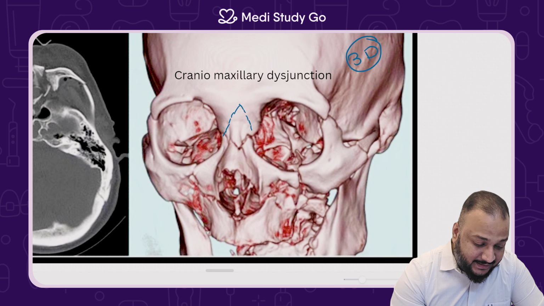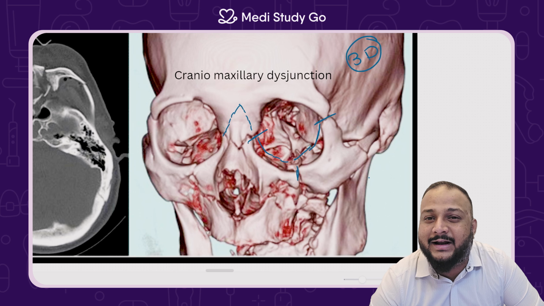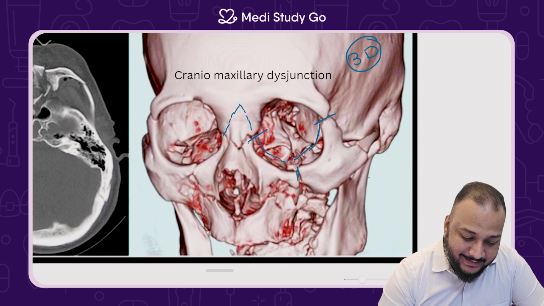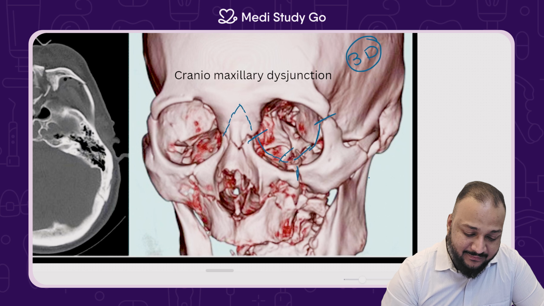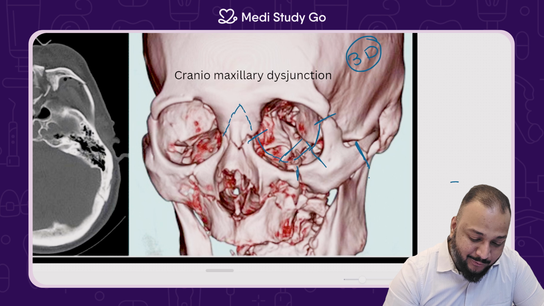Next, this line over here is fracturing the medial orbital wall, the orbital floor, and the rim of the orbit. This line traverses towards the lateral wall of the orbit and then finally fractures the frontozygomatic suture. Now, the next thing that we know is a line which extends posteriorly, fractures the inferior orbital fissure, and then finally fractures the zygomatic arch.